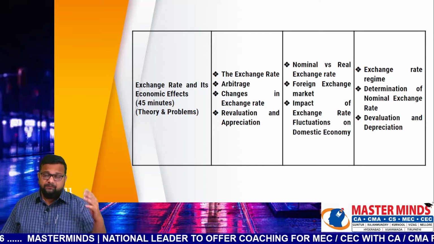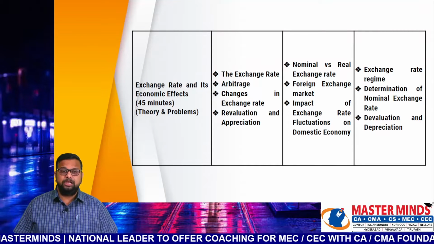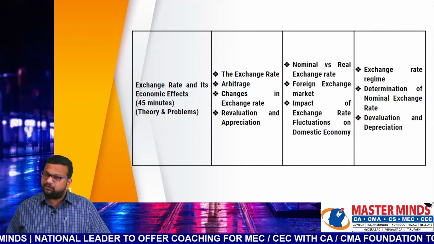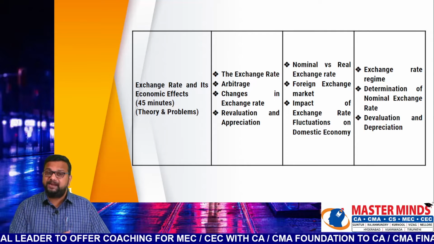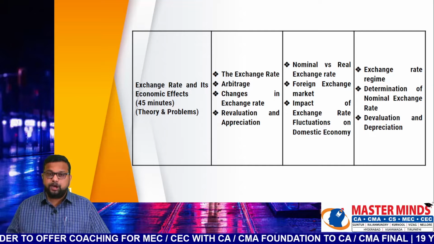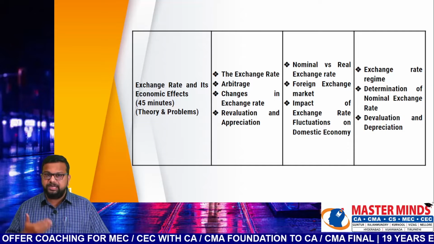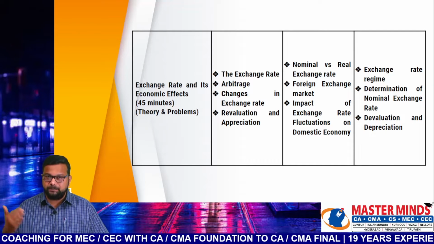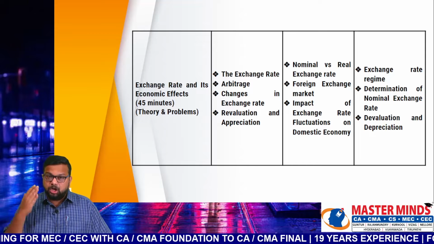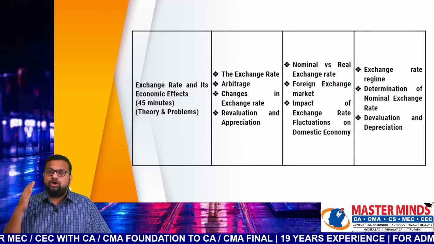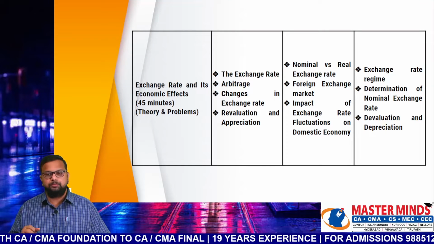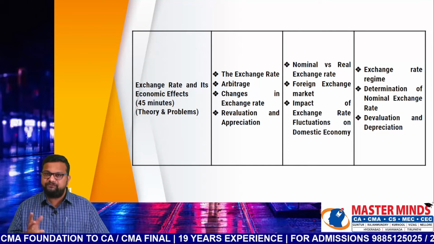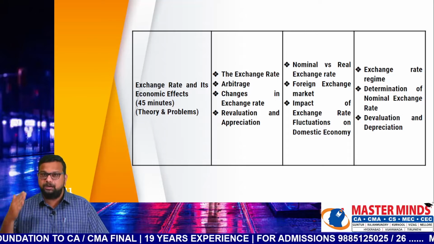Okay. Once you have completed all these 5 chapters, then you can start exchange rate and its economic effects. 45 minutes is sufficient for revision of this chapter. This chapter again consists of both theory part as well as problematic part. The first priority topics are the exchange rate, arbitrage, changes in exchange rate, revaluation, appreciation. The second priority topics are nominal versus real exchange rate, foreign exchange market, and impact of exchange rate fluctuations on domestic economy. Apart from these two, whatever is left is all categorized as third priority topics.